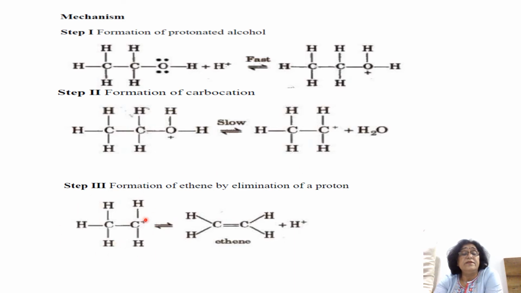So then in the third step what happens? The carbon is having plus charge. The plus charge on carbon is given out by cleavage of the CH bond. Proton is given out and ethene is formed. So this is formation of ethene by the elimination of proton. So basically in the mechanism there are three steps: formation of protonated alcohol, formation of carbocation, and formation of ethene. Clear?